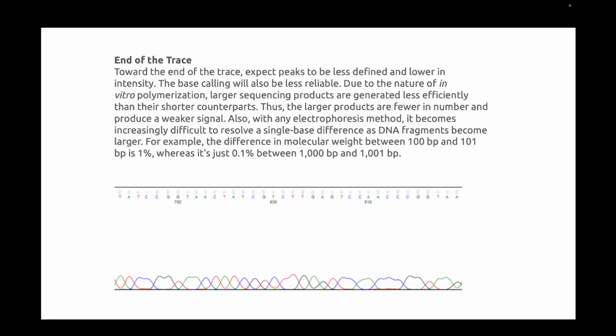Large sequencing products are generated less efficiently than their shorter counterparts. So the more you increase your read length, the more these peaks will come together, and resolution will be much more difficult. The larger products are fewer in number and produce a weaker signal. Also, with the electrophoresis method, it becomes increasingly difficult to resolve a single base difference as DNA fragments become larger.